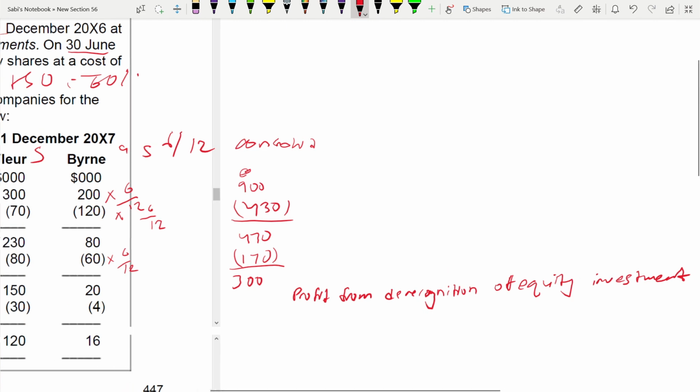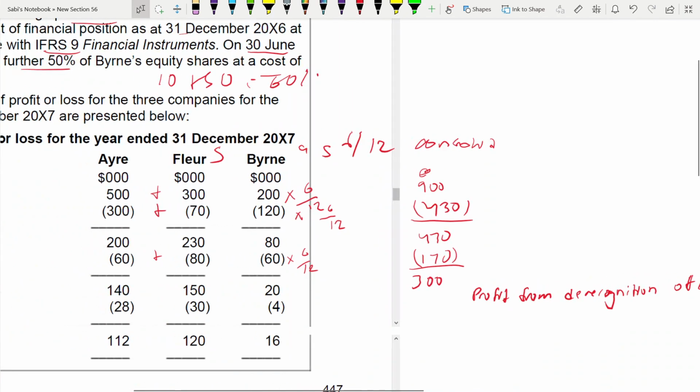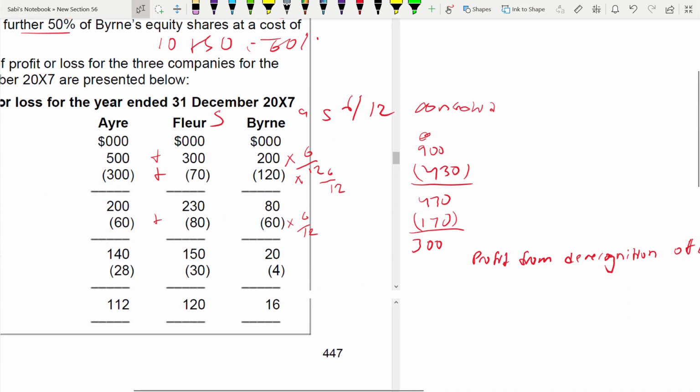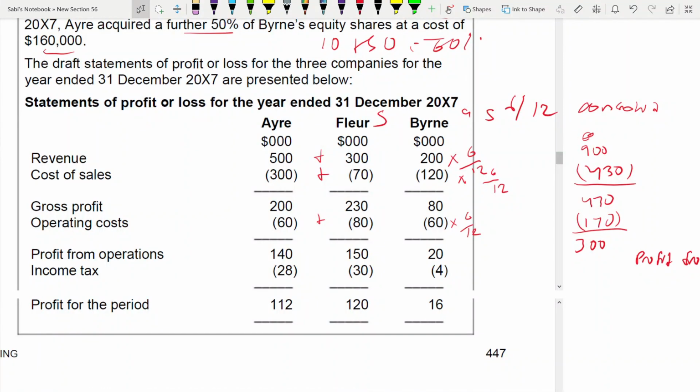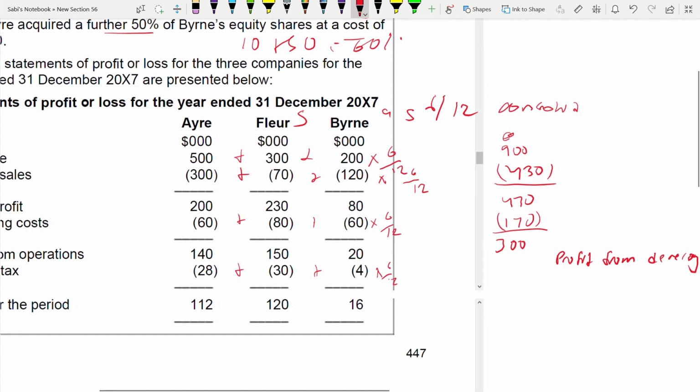This profit you have to calculate in working one. Okay, let's put that as working one. Then we'll keep it separate. We'll keep a space. Then we have income tax 28, 30 and 6 months of this. Okay, this also add, which becomes 60.